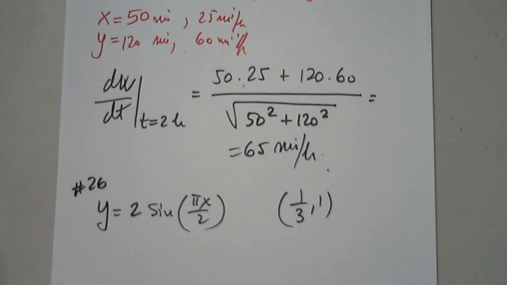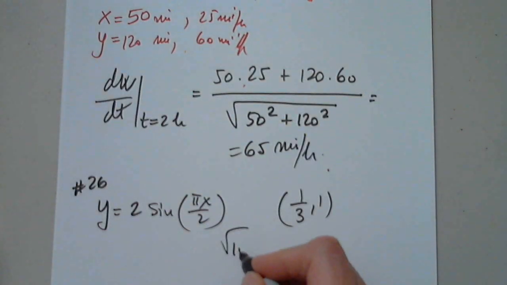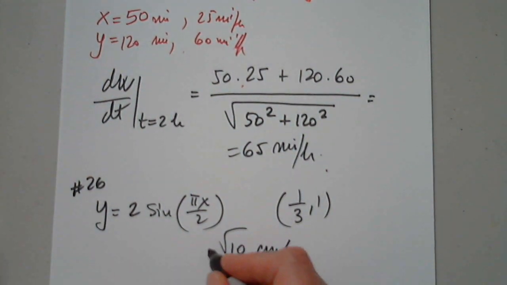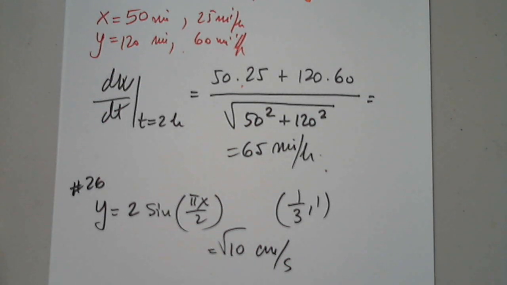As the particle passes through the point 1/3, 1, you know that this is a trap, right? Because it's when, or at the moment. We will never consider this till the very end. Its x-coordinate increases at a rate of the square root of 10 centimeters per second. How fast is the distance from the particle to the origin changing at that instant?